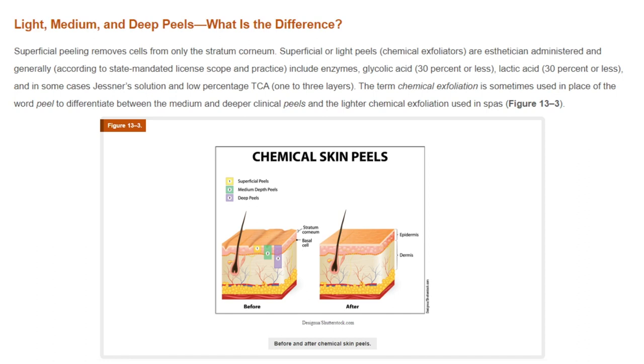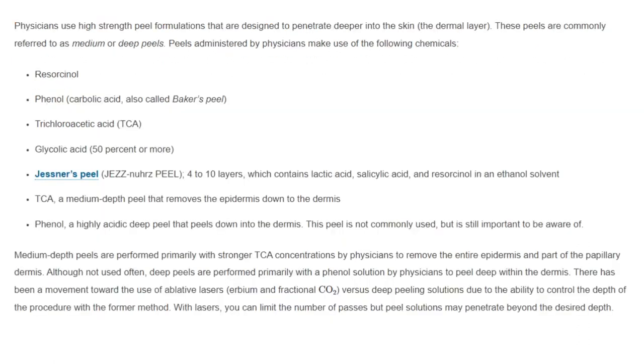Figure 13.3. Before and after chemical skin peels. Physicians use high-strength peel formulations that are designed to penetrate deeper into the skin, the dermal layer. These peels are commonly referred to as medium or deep peels. Peels administered by physicians make use of the following chemicals. Resorcinol. Phenol, carbolic acid, also called Baker's peel. Trichloroacetic acid, TCA. Glycolic acid, 50% or more. Gessner's peel, 4 to 10 layers, which contains lactic acid, salicylic acid, and resorcinol in an ethanol solvent.